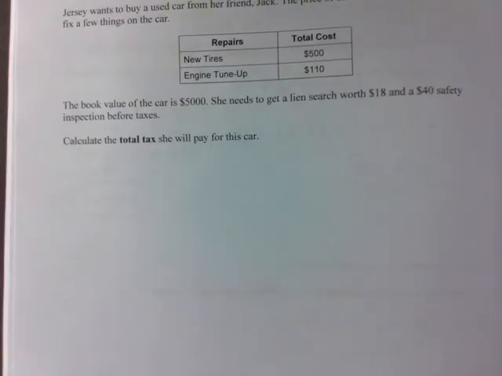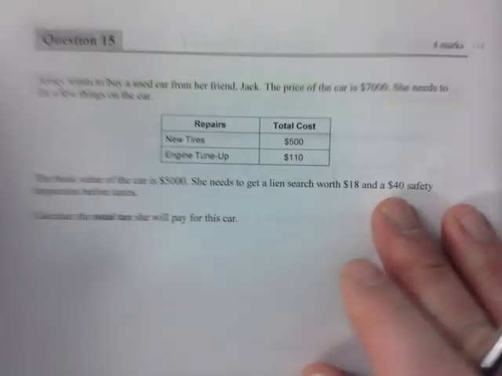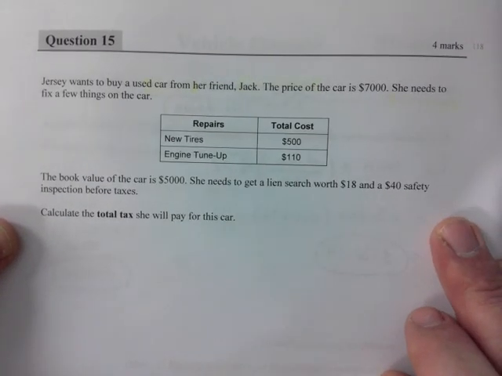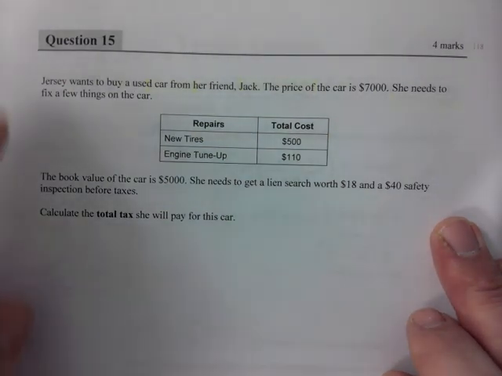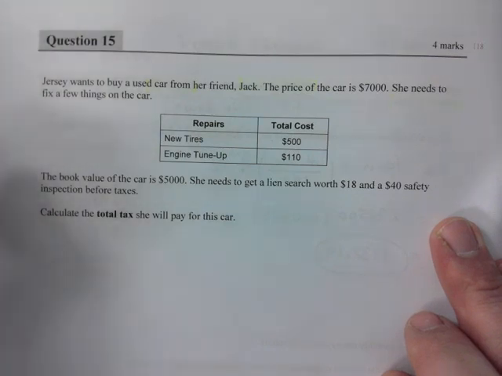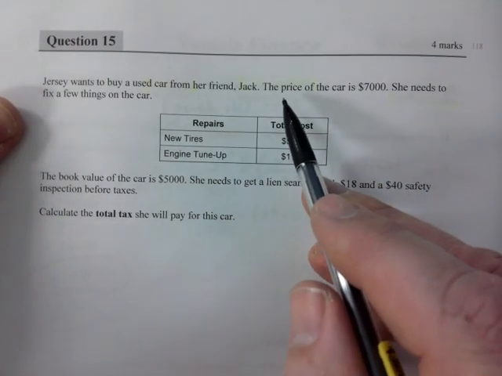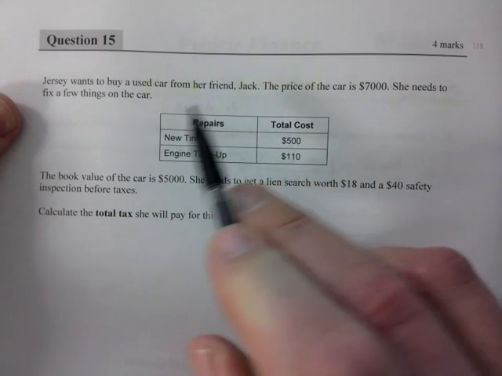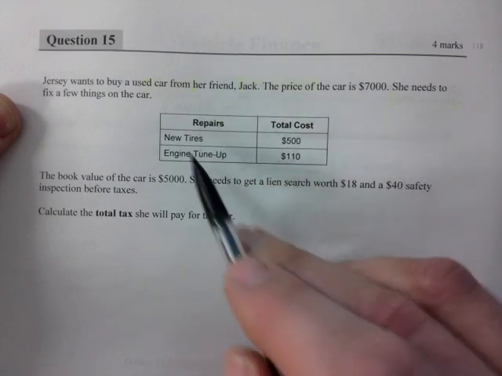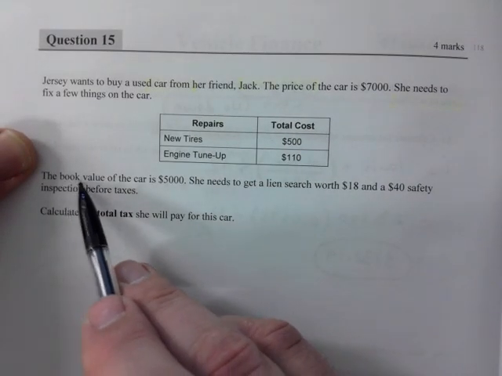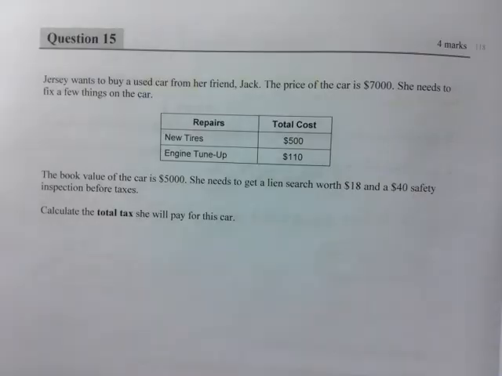Oh, tables. Question 15. 4 marks. That's a lot of marks here. So there must be a lot of things going on here because they do give marks for specific things. Jersey wants to buy a used car from her friend, Jack. Okay. The price of the car is $7,000. She needs to fix a few things on the car. So here's the summary. Oh yeah, this is a lot of the book value. I better grab my highlighter here.